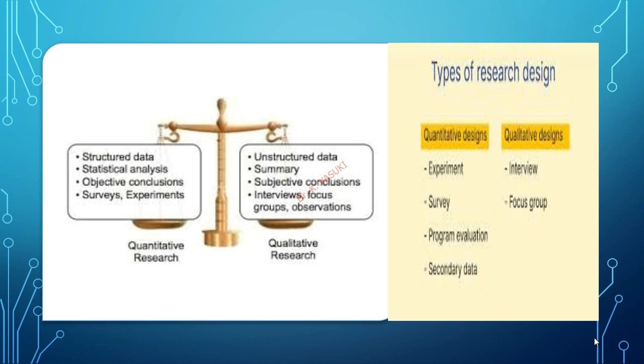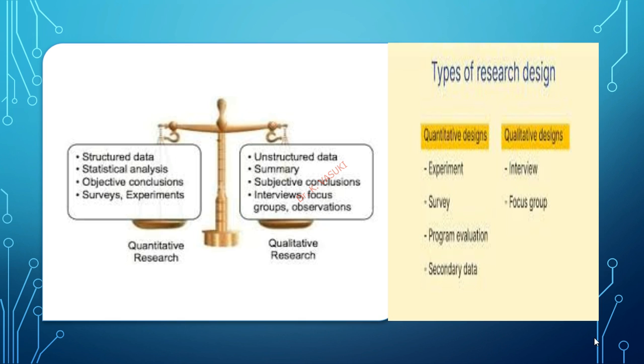So in quantitative research, they are using structured data because it is pre-planned for collecting the information. They are using statistical techniques to analyze the data, like ANOVA, chi-square, correlation, Pearson correlation, and MANOVA. This gives an objective conclusion, and they are using surveys, experiments, all those things.